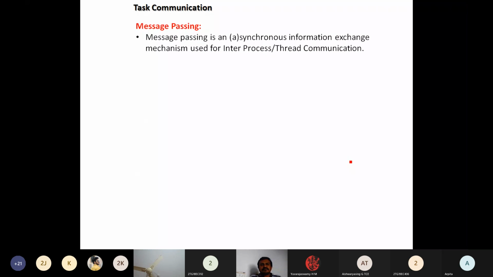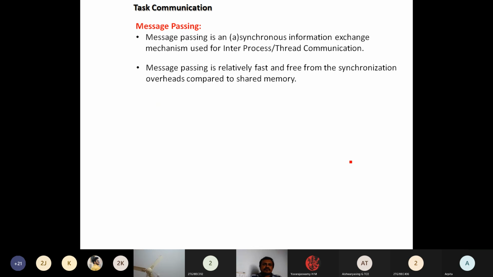Then another technique comes, it is message passing. Message passing is an asynchronous or synchronous information exchange mechanism used for inter-process or thread communication. Message passing is relatively fast and free from synchronization overheads compared to shared memory. In shared memories, synchronization has to happen.